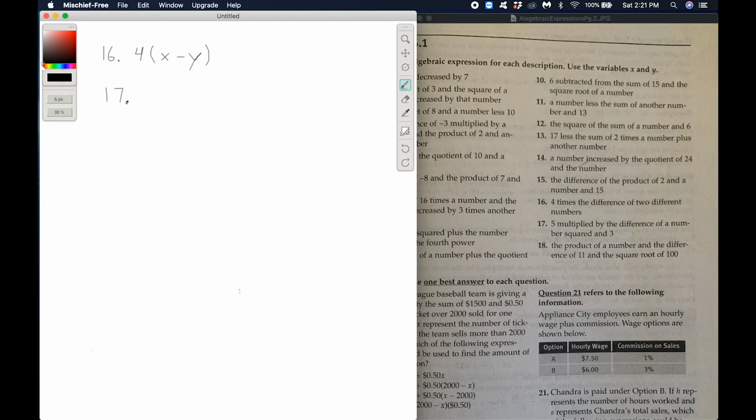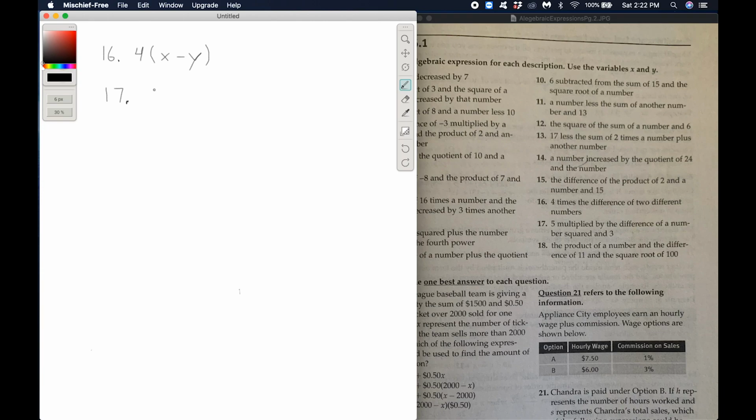Okay, 17, 5 multiplied by the difference of a number squared and 3. So 5 multiplied by the difference, we know we're going to have multiplication there, and the difference, we know we're going to have subtraction of a number squared and 3. The "and" here is not addition, it's going to continue to be subtraction.